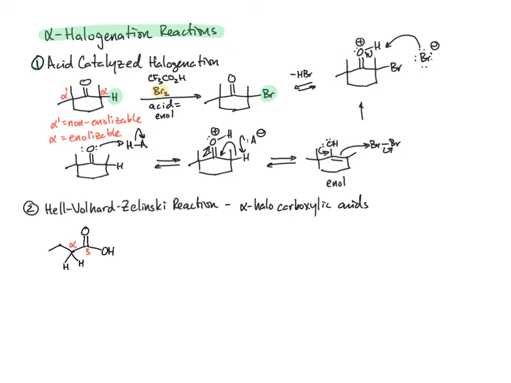So the reagents used for the HVZ reaction are typically elemental phosphorus and, say, molecular bromine. And then you do an aqueous workup, and that allows you to re-isolate the carboxylic acid.